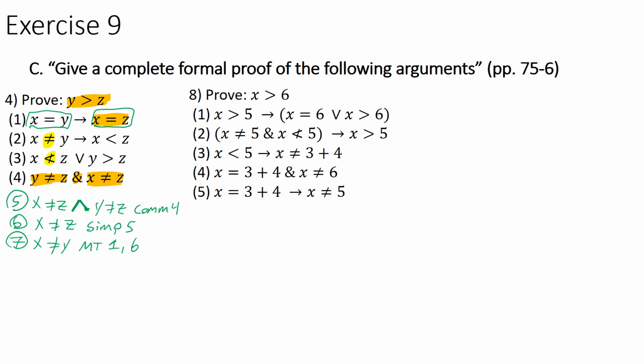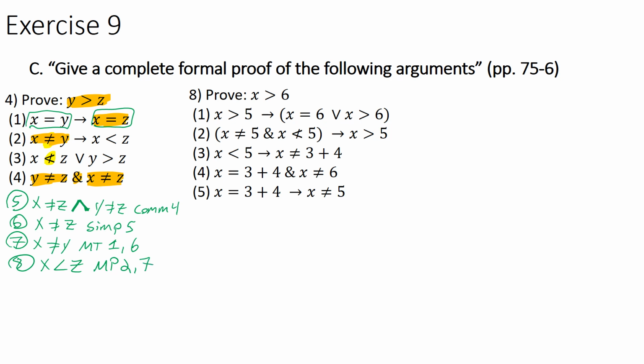Also, because we know that x does not equal y, according to line 7, and that appears as the antecedent to a conditional, we can do a modus ponens inference. So for line 8, we'll say x is less than z by modus ponens, lines 2 and 7.